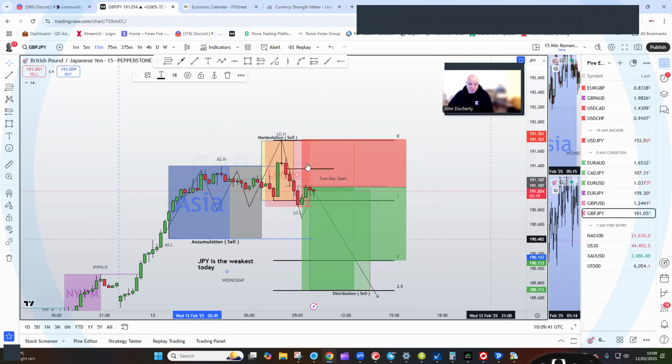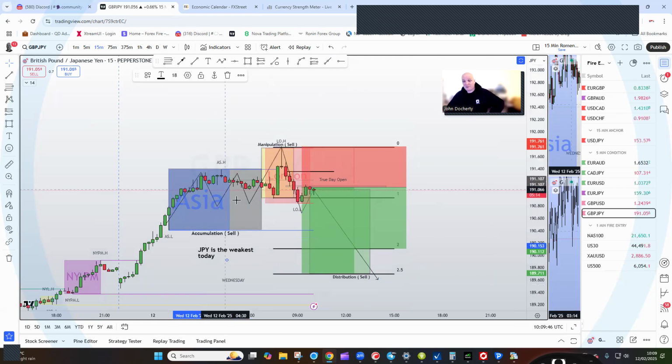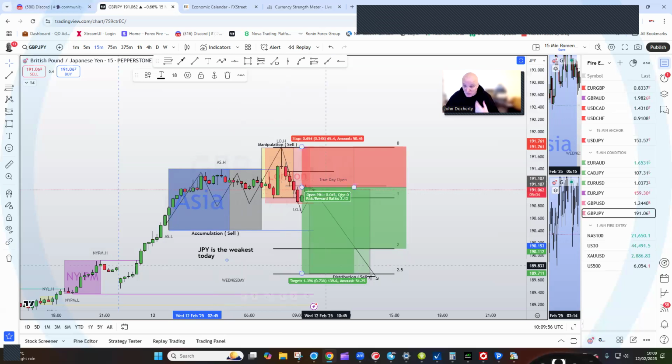We're marking up. But the preference of what I'm getting at is we identify in structure three steps. We need to identify accumulation. We need to identify the manipulation where we get the breakout. And then we need to identify a possible distribution area where if we do come back in through a market structure shift like this, is there an FVG behind?